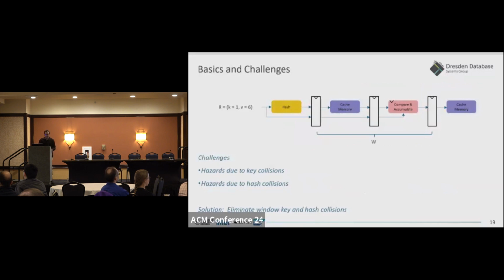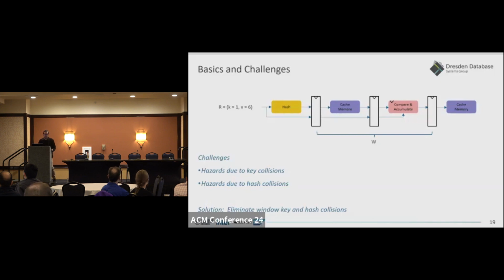Now, there are two challenges due to two hazards that this pipeline has to deal with. We have hazards due to key collisions, and that is if you have two rows that have the same key that come after each other. Well, one of them has to be stalled until the other one goes through the pipeline before this one can continue. And we also have hazards due to hash collisions, and that is if you have two rows that have different keys, but that have the same hash. That's an actual hash collision. And so in that case, again, one of them has to be stalled till the other one updates the corresponding set.